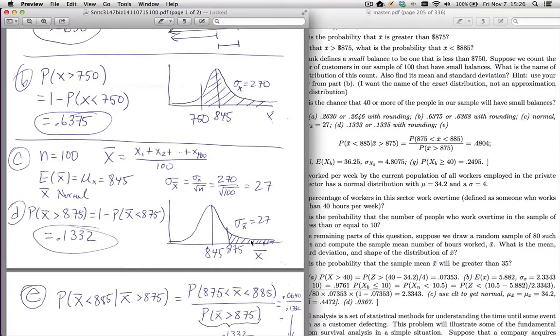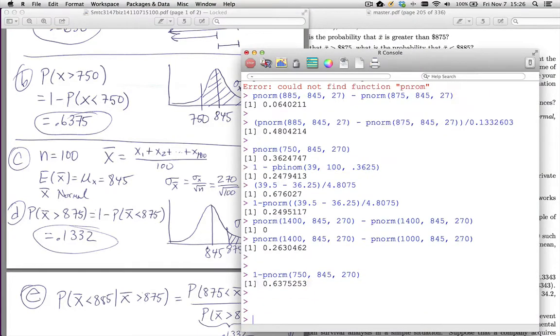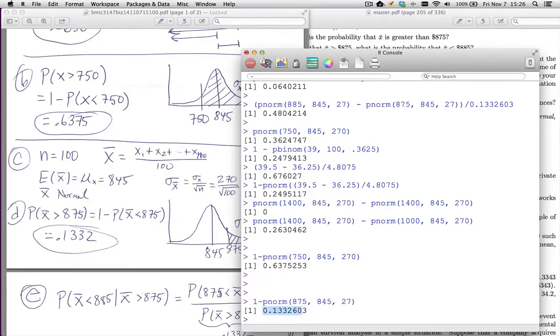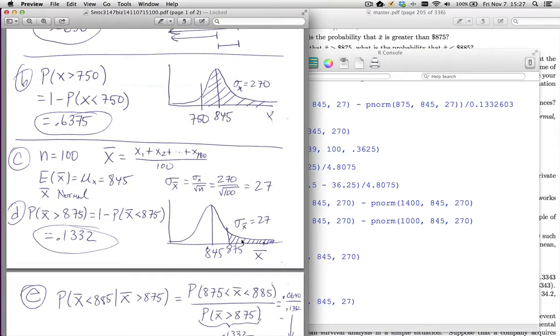Okay, so how do I find that area? Well, again, I've got to use the complementary rule. We're going to flip this around. The area in this tail is just 1 minus the area in this region. Why is that? Well, the area under the normal curve is 1. So we can go find that in R. Let's go do that. So if I take 1 minus p-norm, which always gives me those less-than probabilities, 875. The mean is 845. Now get the right standard deviation, 27, not 270. 270 was for the population distribution. Here's our answer, 0.1332. So that's that area.